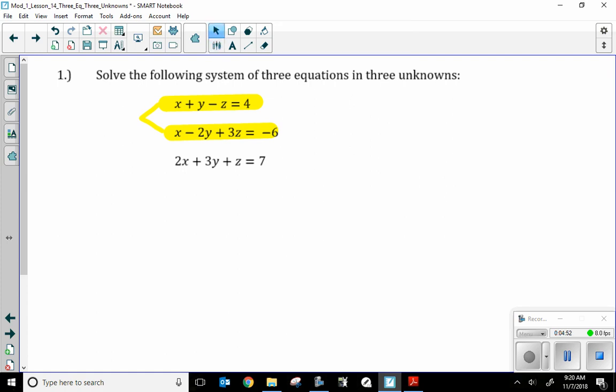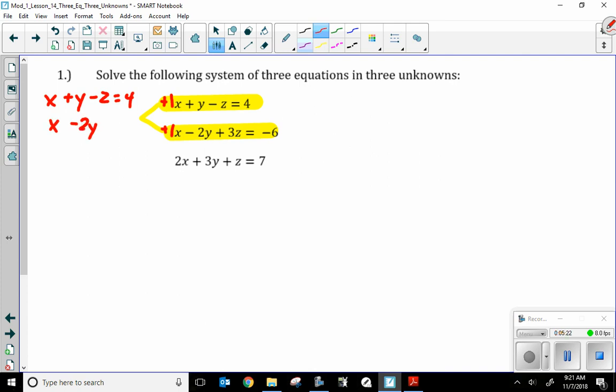And if I look, which variable has the same number in front of the x? There's a 1 and a 1, and they're both positive. So remember, if the signs are the same, you subtract. So I'm going to take those two equations, and I'm going to subtract them, okay? I'm going to rewrite them first. I got x plus y minus z equals 4, and x minus 2y plus 3z equals negative 6.